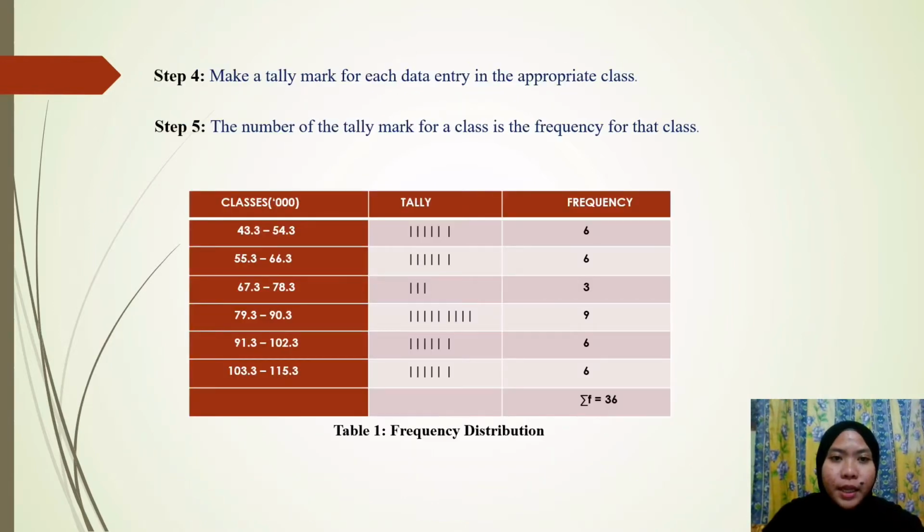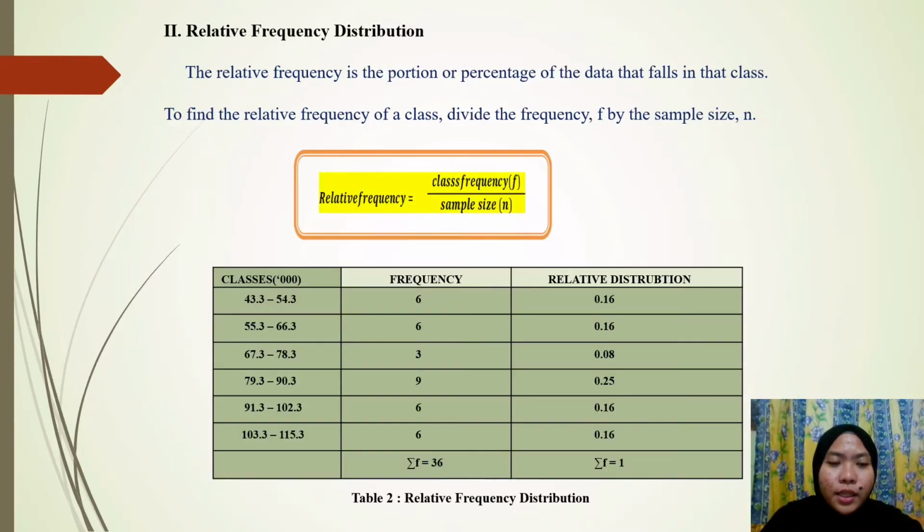Step 4 is make a tally mark for each data entry in the appropriate class. Step 5, the number of tally marks for a class is the frequency for the class. So based on the slide frequency section, we get classes, tally, and frequency. For frequency distribution, we need the relative frequency distribution. The relative frequency is the portion or percentage of the data that falls in that class. So to find relative frequency, class frequency divided by sample size.